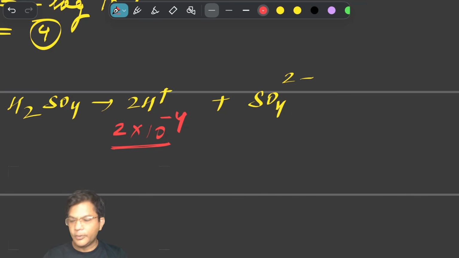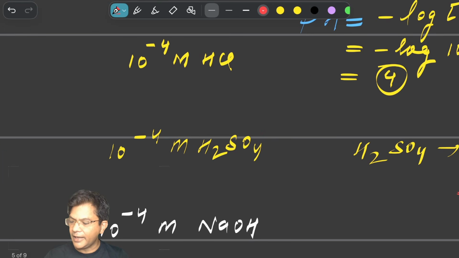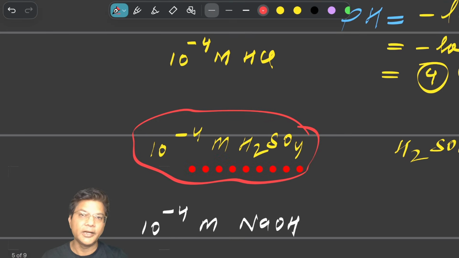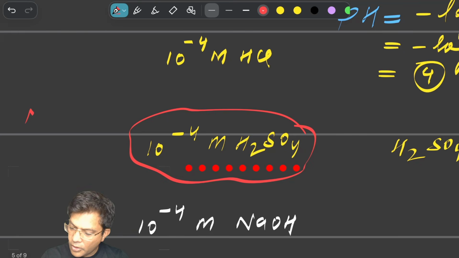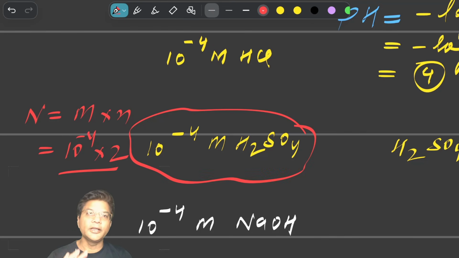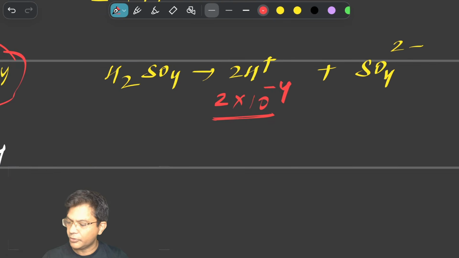Or there is one more thing: whenever you are getting any acid, it's always better to convert into normality, and directly you can solve it. Normality is equal to molarity into n factor. So molarity is 10 raised to power minus 4 and n factor is 2. So whenever you are getting any strong acid or strong base, before solving the question, always convert molarity to normality. Now see how to solve it. This is the total H plus ion concentration.